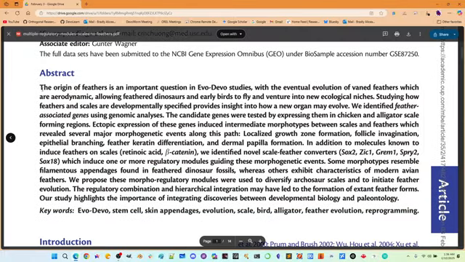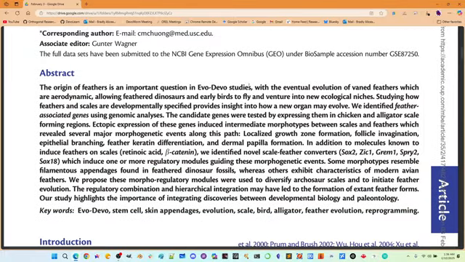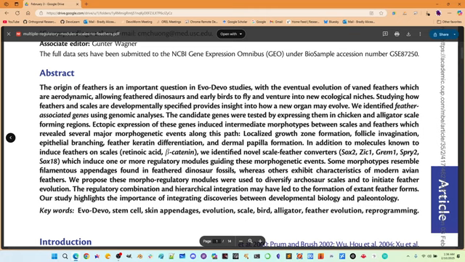So the abstract reads, the origin of feathers is an important question in evo-devo studies, with the eventual evolution of vaned feathers, which are aerodynamic, allowing feathered dinosaurs and early birds to fly and venture into new ecological niches. Studying how feathers and scales are developmentally specified provides insight into how a new organ may evolve. We identified feather-associated genes using genomic analyses. The candidate genes were tested by expressing them in chicken and alligator scale-forming regions.